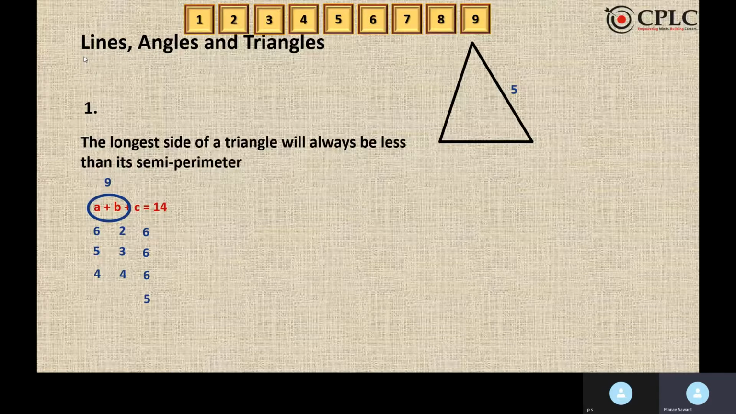So let us take 5 now. Now by using 5, we can say that A plus B will become 9, and 5 and 4 is the only possibility that we can form by using C as 5. So in all we can form 4 triangles. Option 2, 4 is the answer.